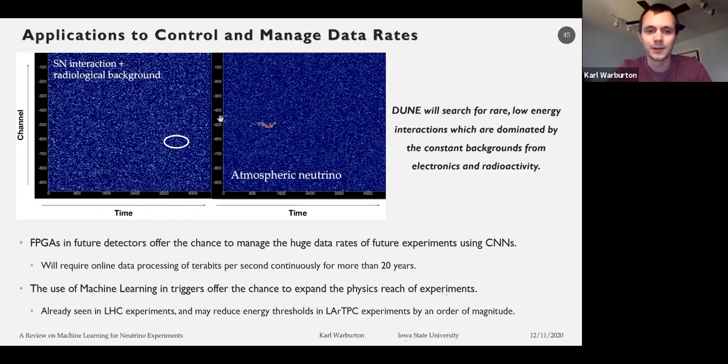And these things will have to be able to run near continuously, processing terabits of data per second continuously for more than 20 years. So they have to be very efficient and have very high reliability. The use of machine learning offers the chance to expand the physics program of experiments, and this has already been seen in the LHC experiments. And may help reduce the energy thresholds for some of these searches by an order of magnitude.